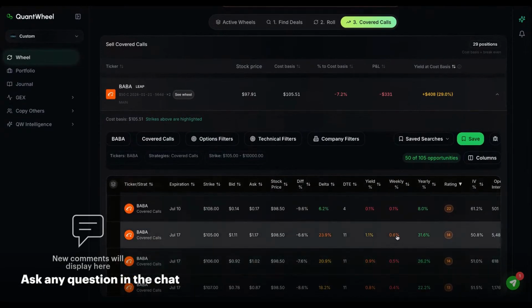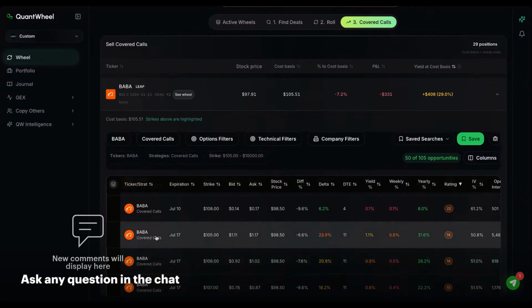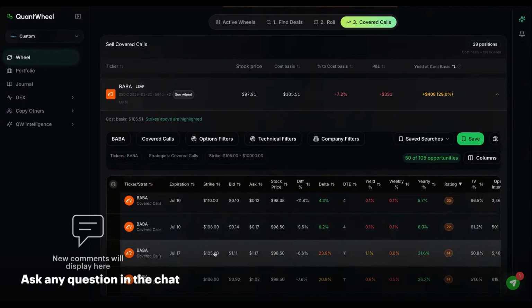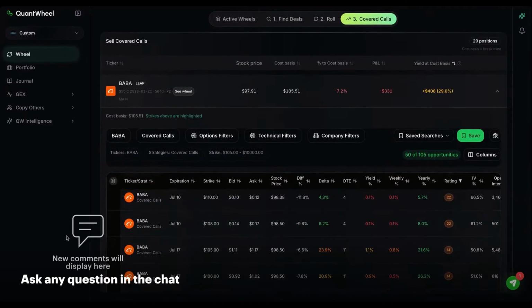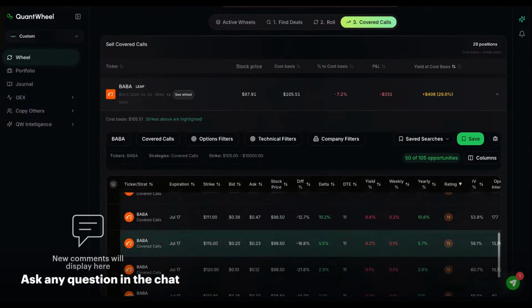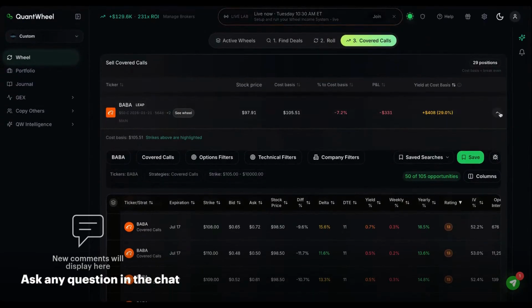As you can see, there are more aggressive plays here, with 31% at the same strike price if I just add a bit of DTE. So I think I like this particular play of July, which is 11 days. I can collect $100 or $115 for just one covered call on my LEAP. It's called a poor man's covered call, if you want to learn more about that.